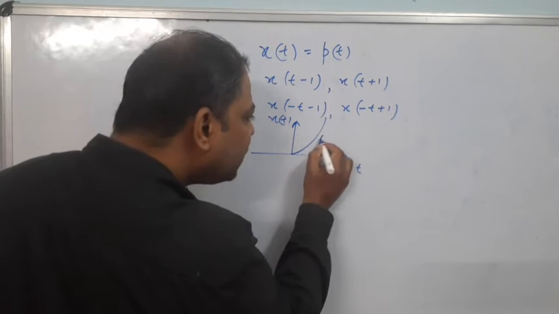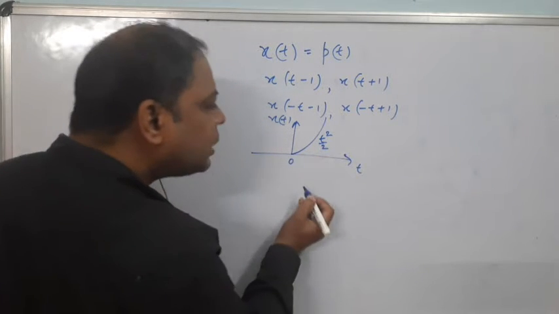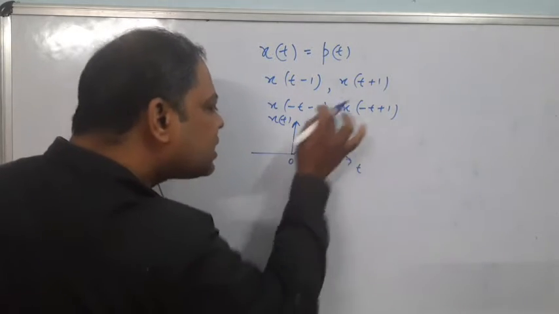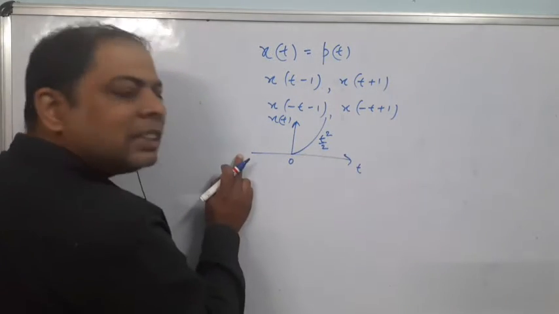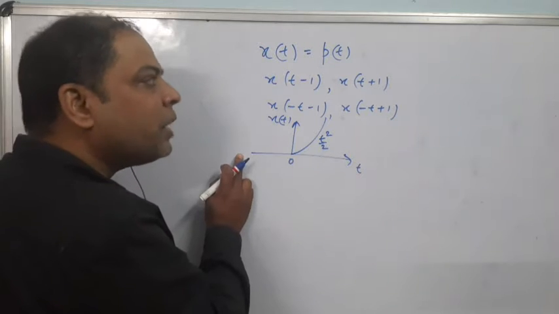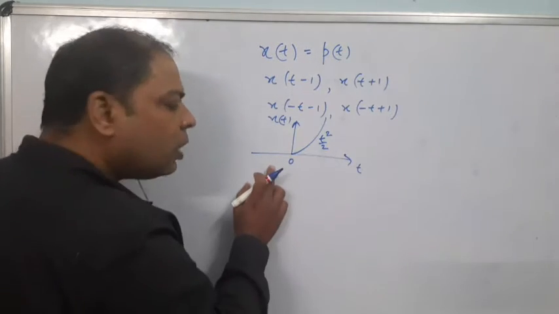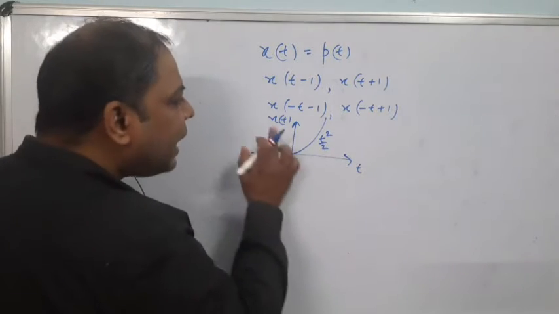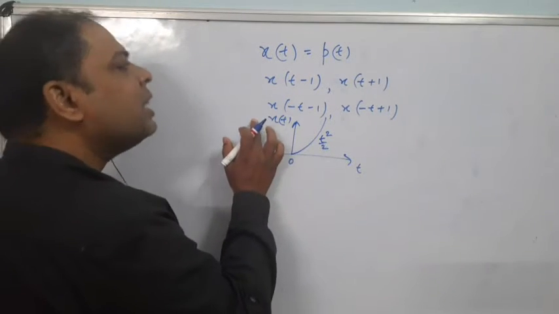So, what is the equation? t square by 2. And remember, this equation is for t greater than 0. This curve exists for t greater than 0. For t less than 0, its value is 0. Because this is according to the definition of this p(t). Now see. So, if this is x(t), actually if this is x(t) means x(t) is given.